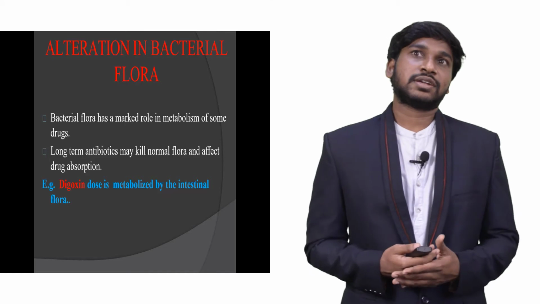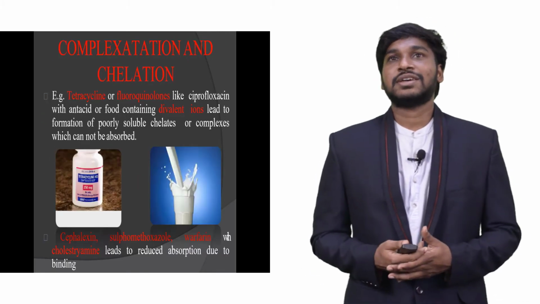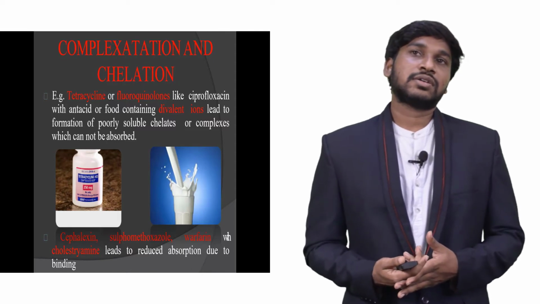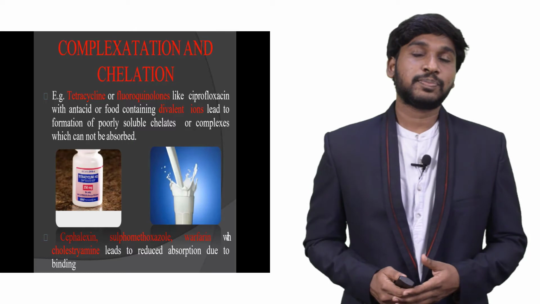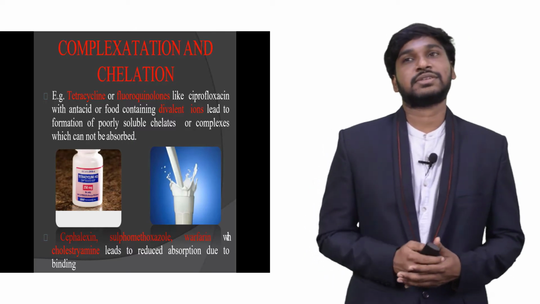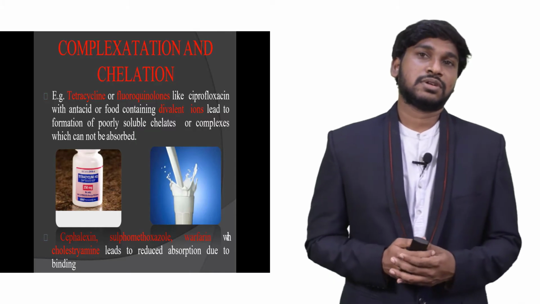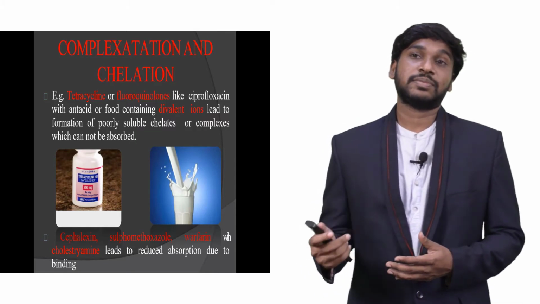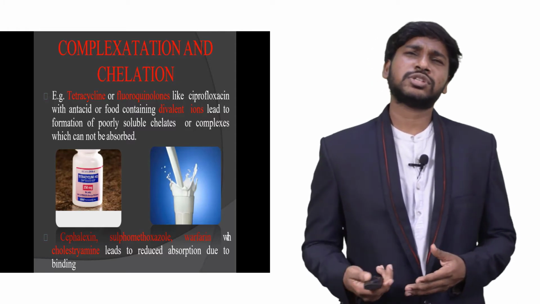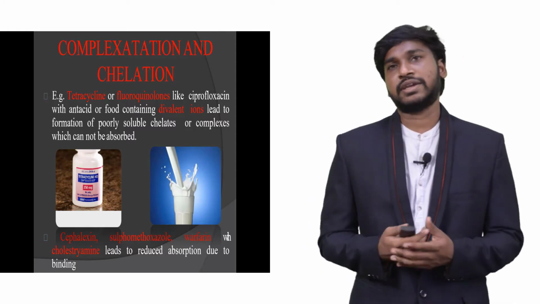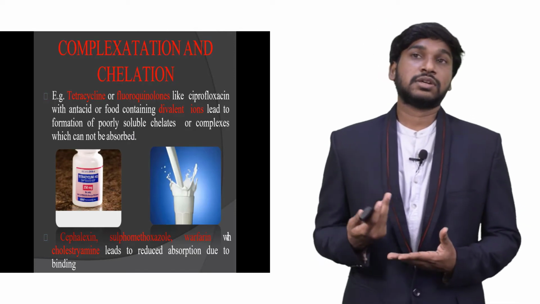If you take tetracycline and some fluoroquinolones like ciprofloxacin with an antacid, or if you consume food containing divalent ions, it leads to the formation of poorly soluble chelating agents. That means complexes that cannot be absorbed. And if you take cephalexin, sulfamethoxazole, warfarin and cholestyramine, it leads to reduced absorption, and this is due to the binding. And some of the drugs may also alter the gut motility.